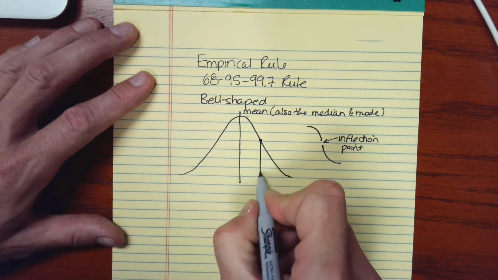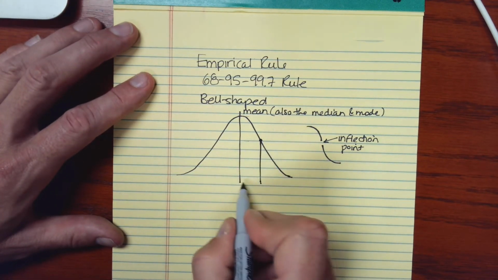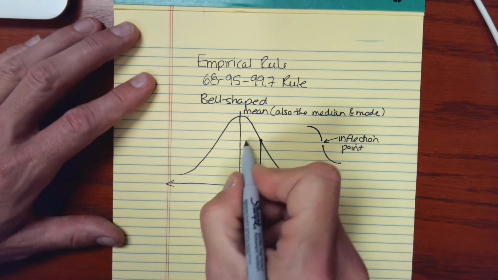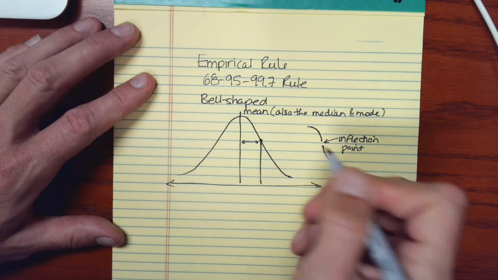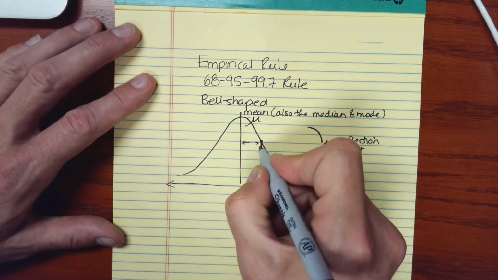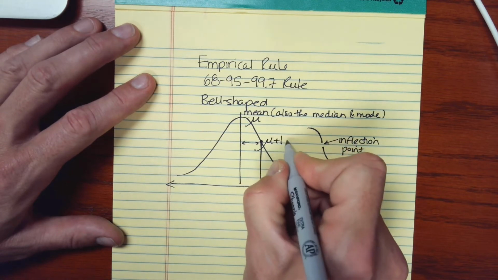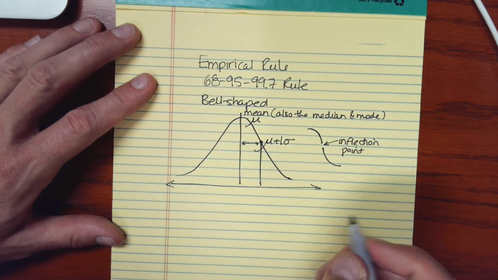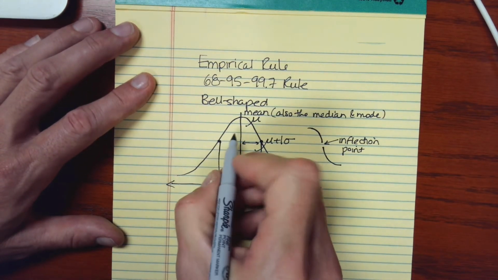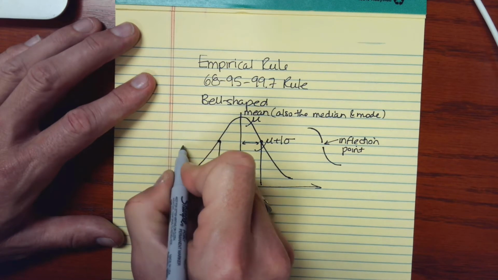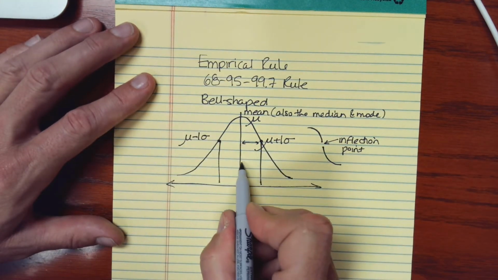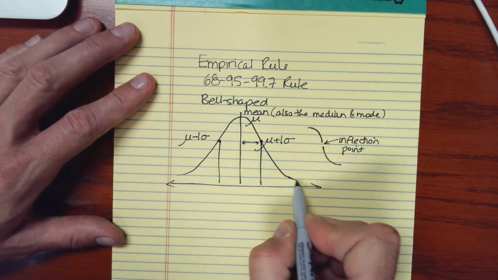Then I know that this distance, and if I had a scale down here of values, the distance between here and here, that's one standard deviation. So if this is my mean, and I'll say mu, then this would be the mean plus one standard deviation. And it's symmetric, so if I go to the left-hand side, this point would be the mean minus one standard deviation. And if I know the length of a standard deviation, that's not going to change.